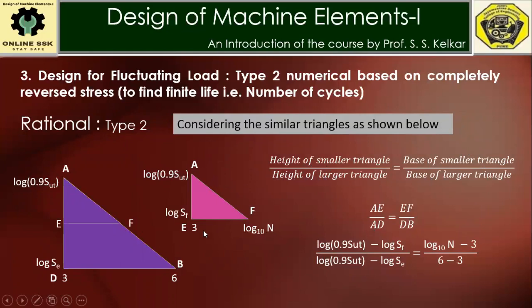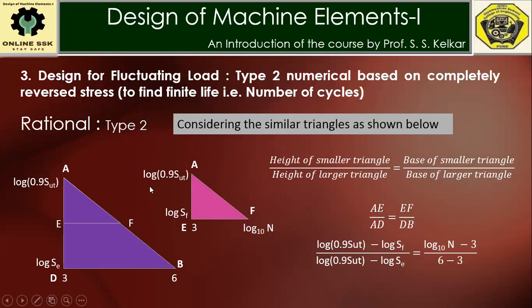This ratio will be the same as EF upon DB, base of the smaller divided by base of larger. That will also be the same as AF upon AB, that is hypotenuse of smaller divided by hypotenuse of larger, which we have not considered. If you want, you can write here AF upon AB.